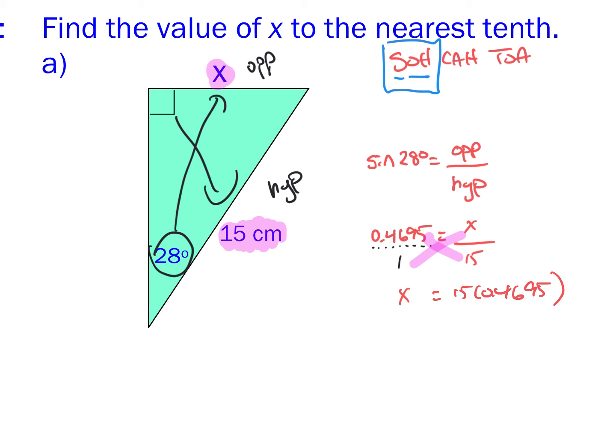0.4695. And when we do that, we get 7.0425, which if we round to 1 decimal place is 7.0. And we have to put the 0 because it's not exactly 7. And the units in this question are in centimeters, so we need to include our units and we'll put centimeters. So x is 7 centimeters.